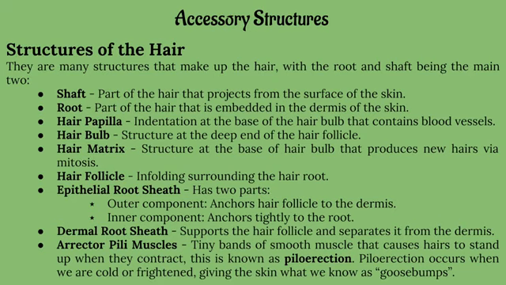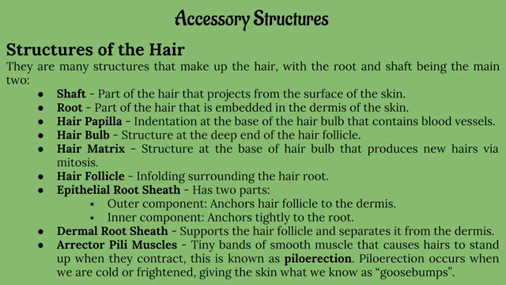The root matrix is the area of the hair that undergoes mitosis to make new hair cells. The root is embedded in the hair follicle. The hair follicle is an enfolding that surrounds the root of the hair. The epithelial root sheath has two components, the outer and the inner component, which attaches directly to the root itself.